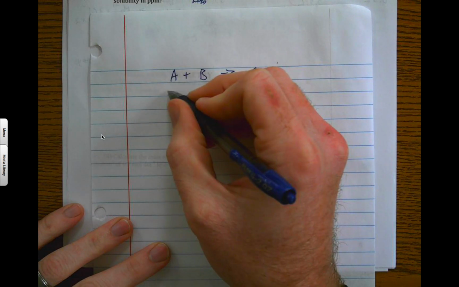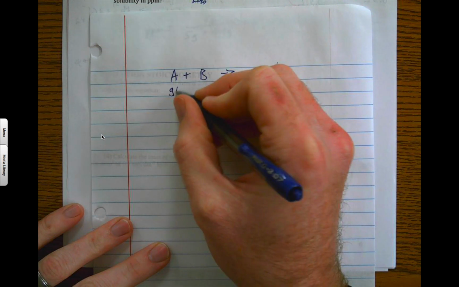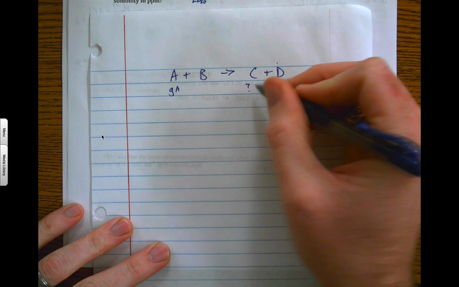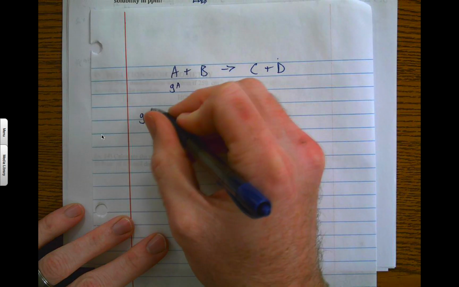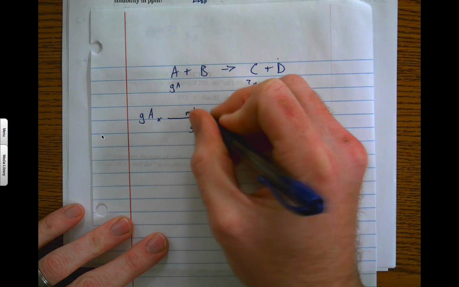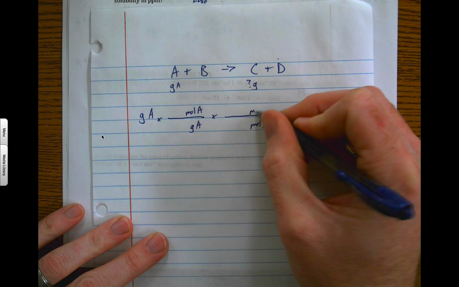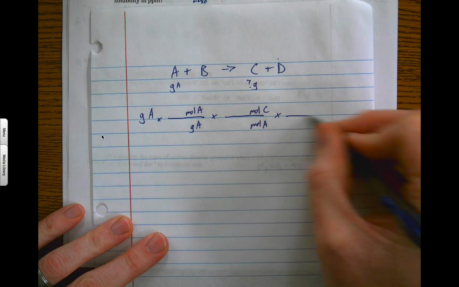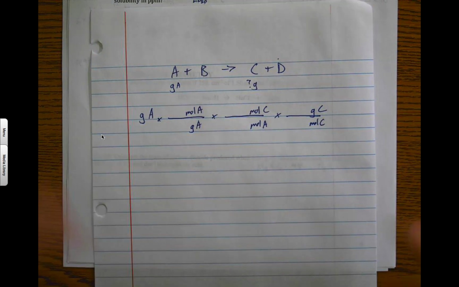And then they would give you a known mass of A, right? It would give you grams of A, and then ask you to find grams of C. So what you would do is start with grams of A, convert it from grams of A into moles of A, then convert moles of A into moles of C, and then convert moles of C into grams of C. That easy four-step simple process we've done 1,000 times before.